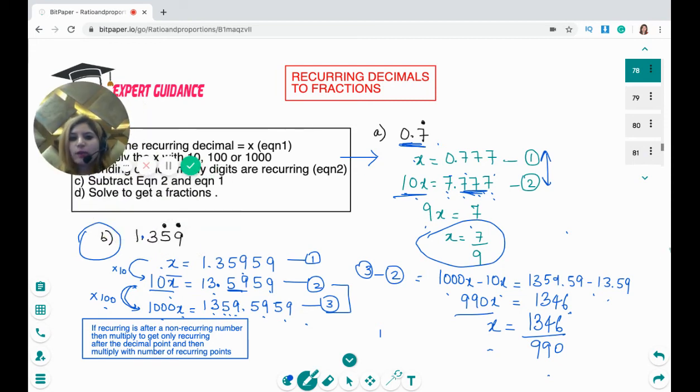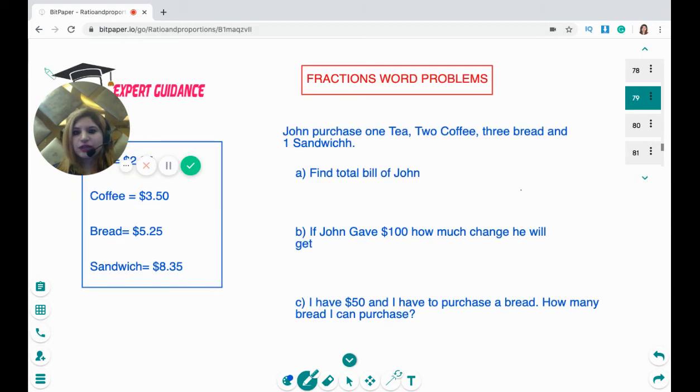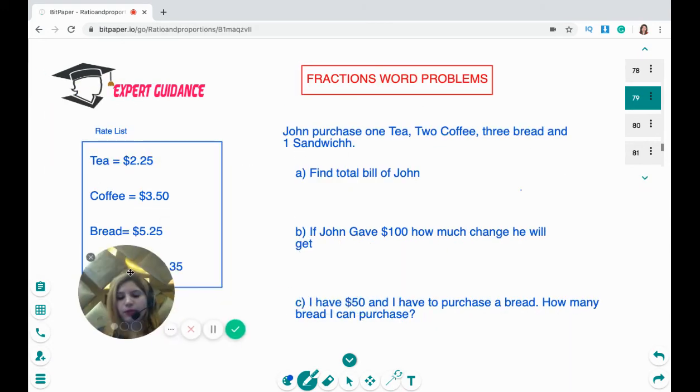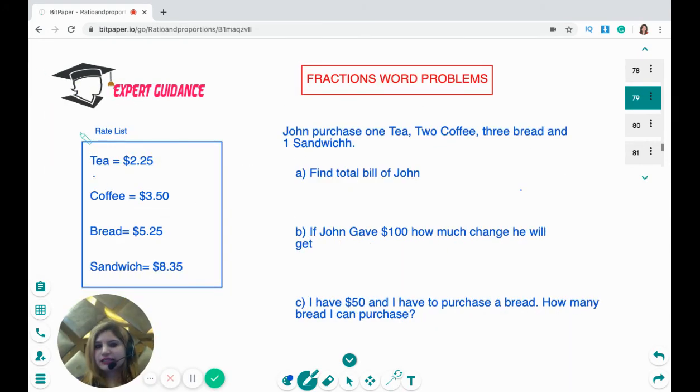Okay, so I hope how to convert the recurring to fractions is clear to you. Now let's see a fraction word problem. Now this is a rate list which is given to you, and the tea costs 2.25, so it's a decimal word problem. The tea costs 2.25, coffee costs 2.50, bread costs 5.25, sandwich costs 8.35.